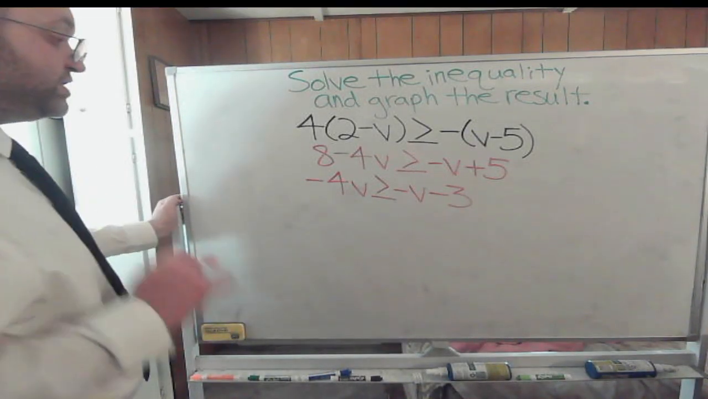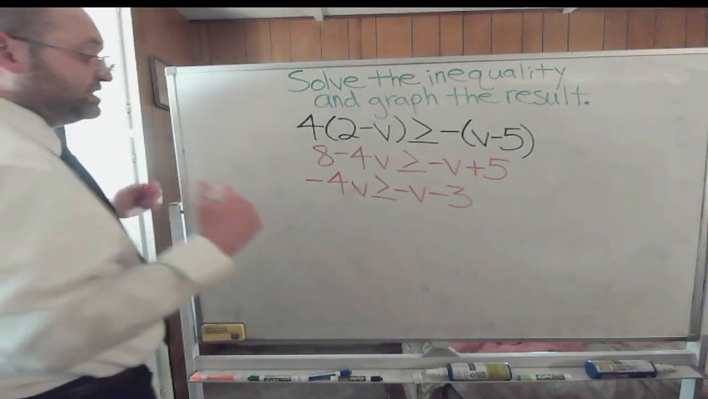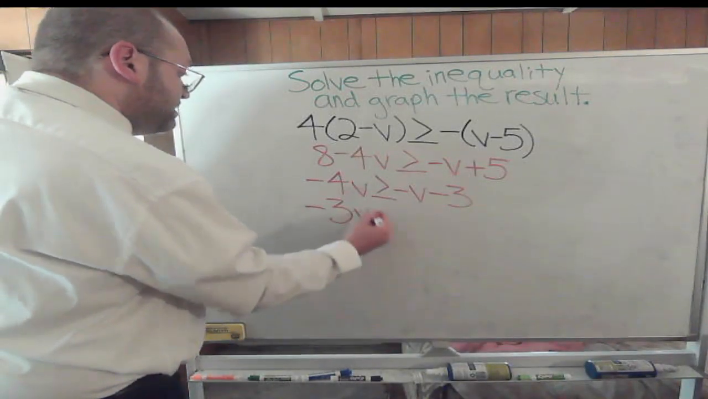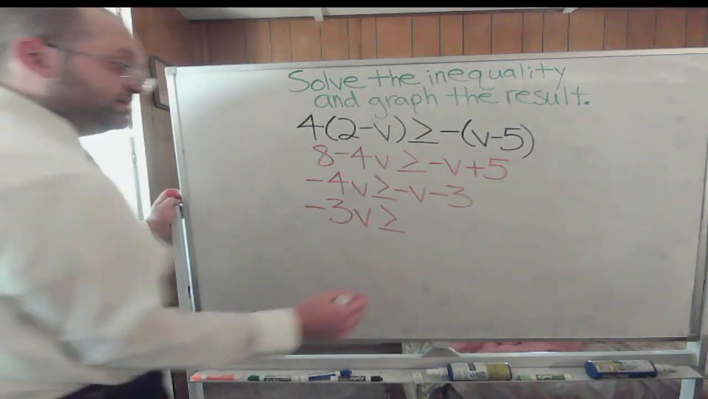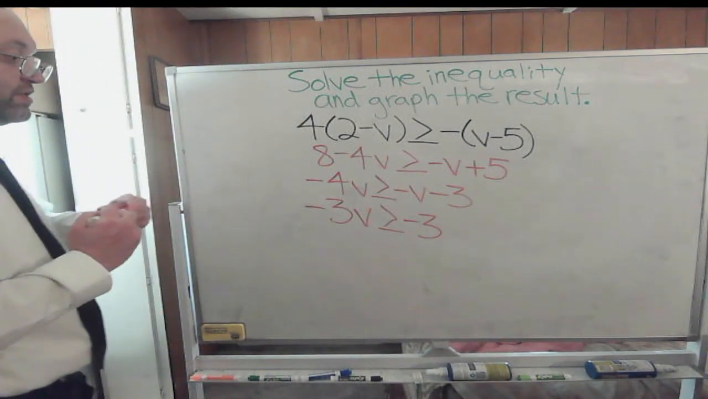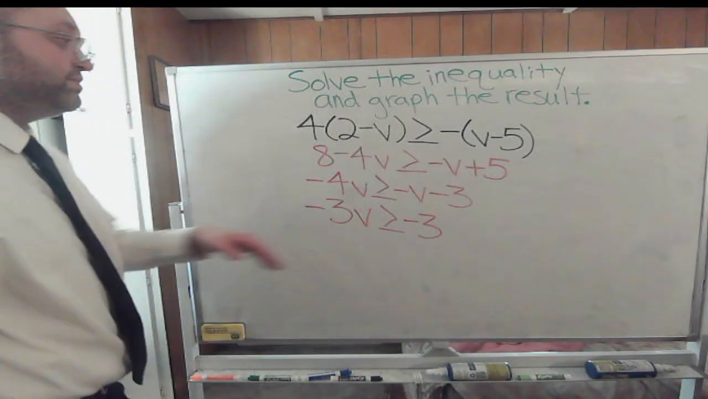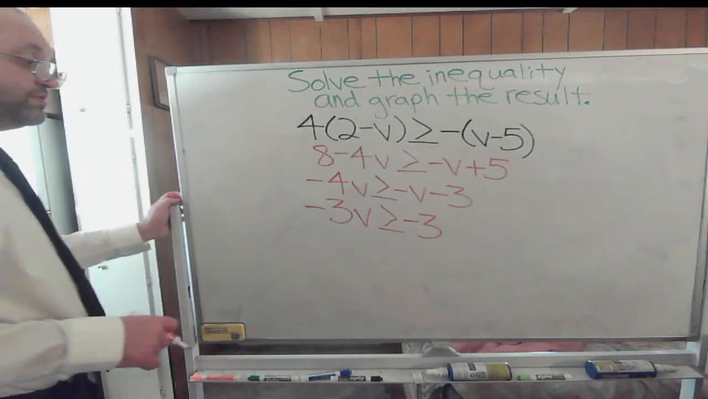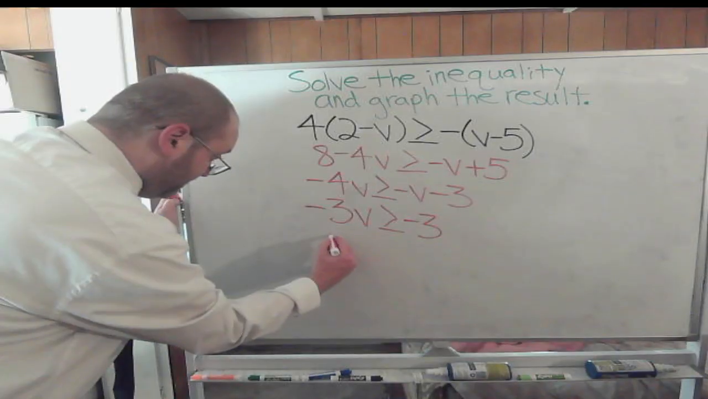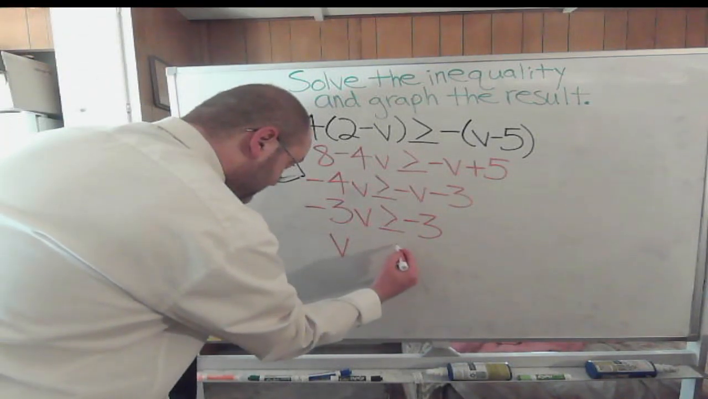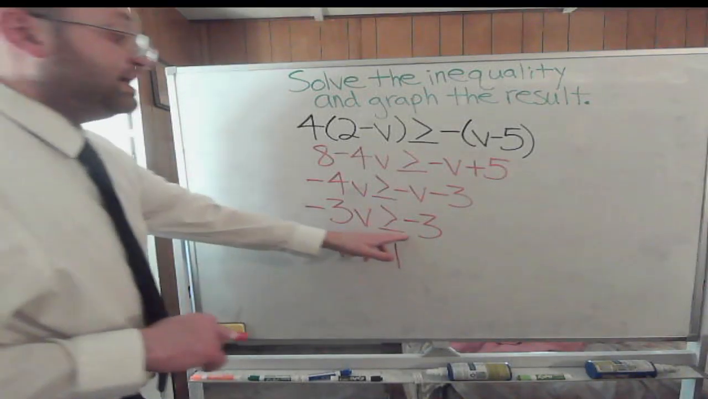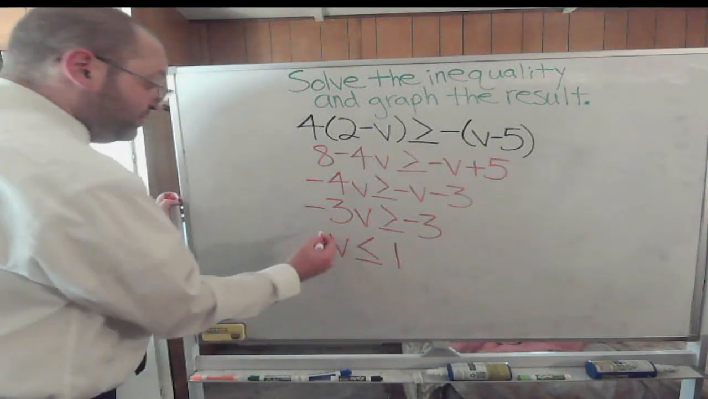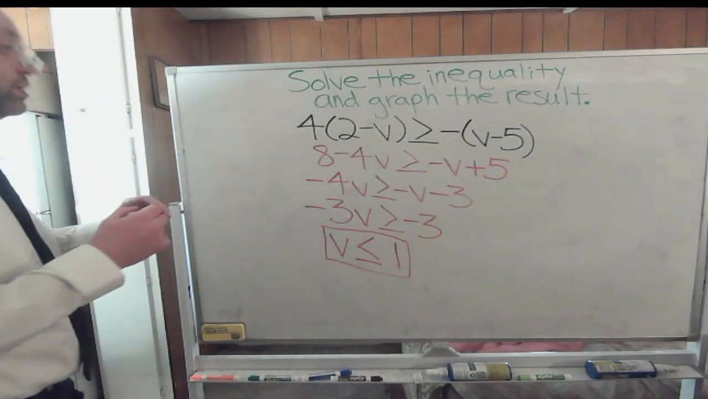Okay, what you need to do now is simply add v to both sides. If you add v to the left side, negative 4v plus v, that would give you negative 3v. That would be greater than or equal to negative v plus v is 0, you just have negative 3. So now you're reduced down to negative 3v is greater than or equal to negative 3. And then, of course, we want to just get v by itself, so you got to divide both sides by negative 3. You divide the left side by negative 3, you'll get v. Divide the right side by negative 3, you'll get positive 1. But since you divided both sides by a negative number, it's going to flip that greater than or equal to sign into a less than or equal to sign. So the real result for this you'll get is v is less than or equal to 1.